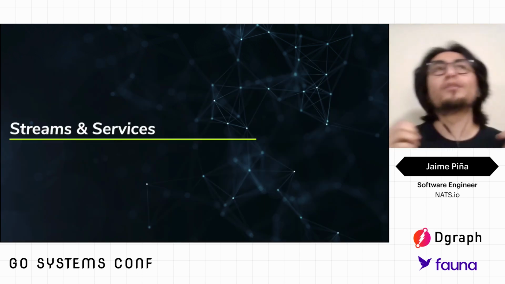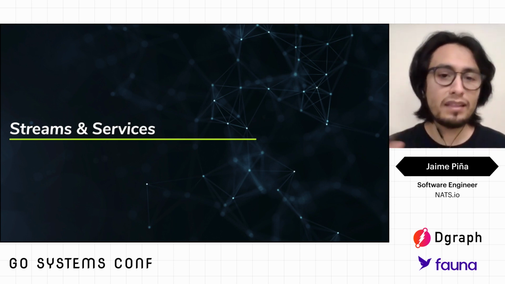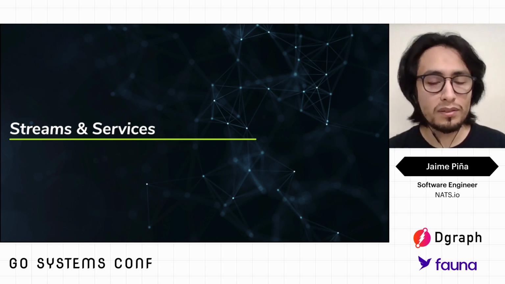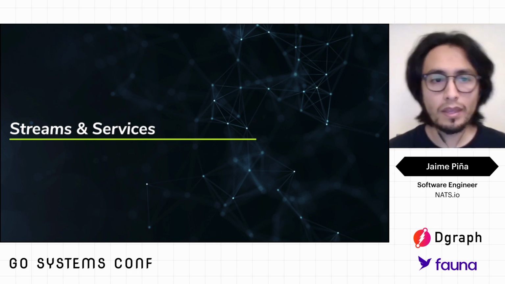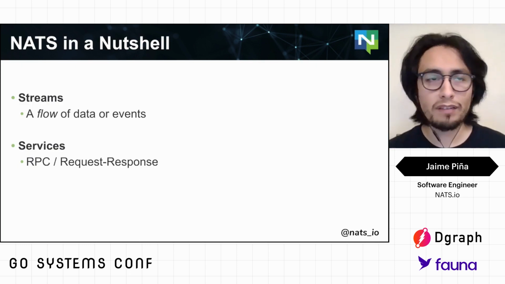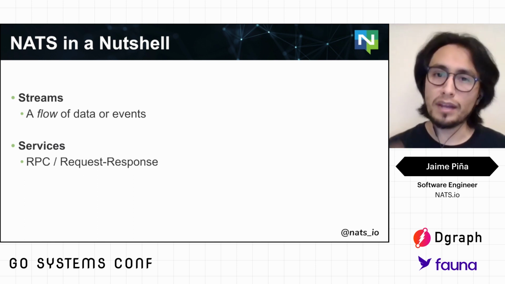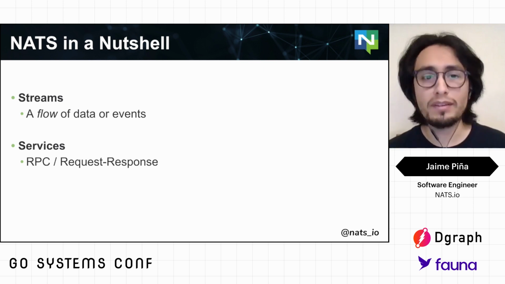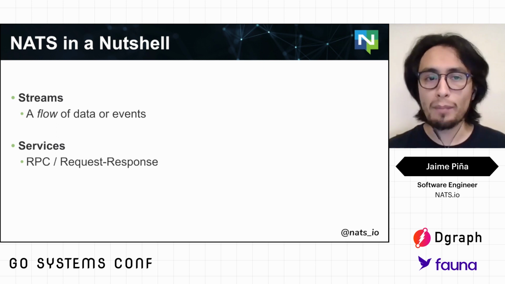So messages go on subjects, but then how do you send the messages? In NATS, we have two main styles: streams and services. A stream is a continuous flow of data. You can think of it like when you send your live location on WhatsApp: you're publishing a stream of location data, and on the receiving end, your friend is subscribing to that location stream so that they can update the UI on their app.